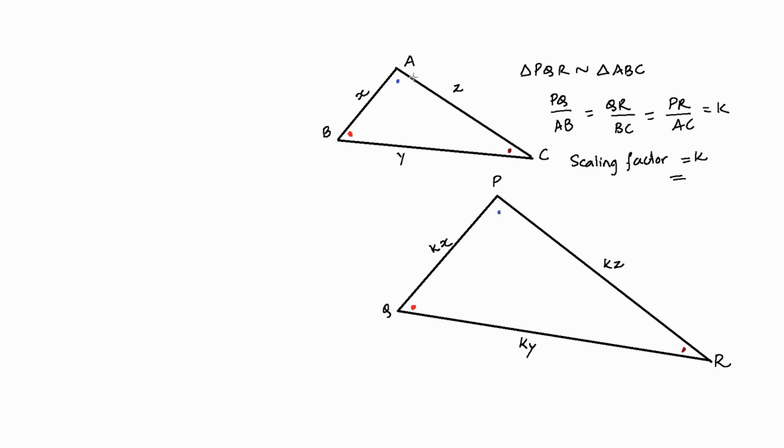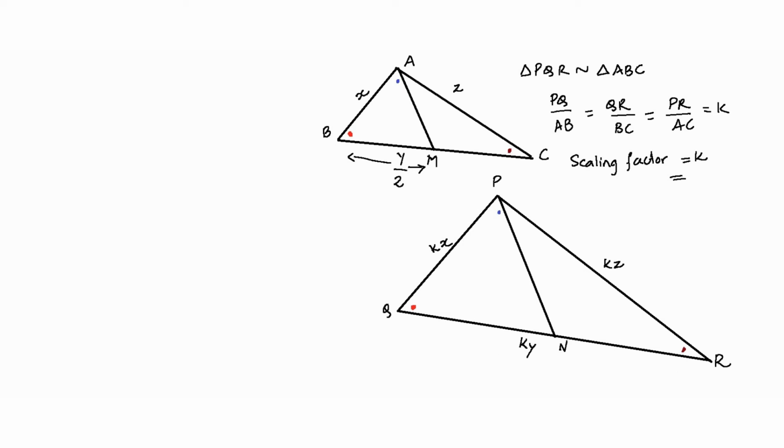So the sides have become kx, ky and kz. Now what I'm going to do is draw a median from A. Median means it will intersect BC and QR at their midpoints, right? So let's mark this as M and this as N. Now M is the midpoint of BC. That means the length BM is equal to y divided by 2.